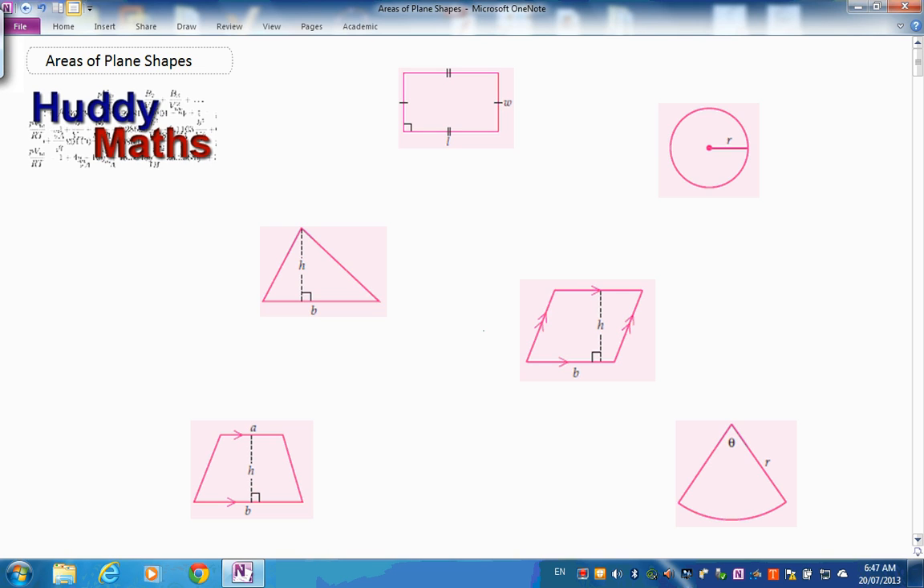This is the first topic in the section called measurement. And I guess you're pretty happy looking at these figures about doing this topic now. Particularly, let's have a look at this one. This is a rectangle. You know a little bit about that, and you know a bit about areas. And over here, it's areas of plane shapes.